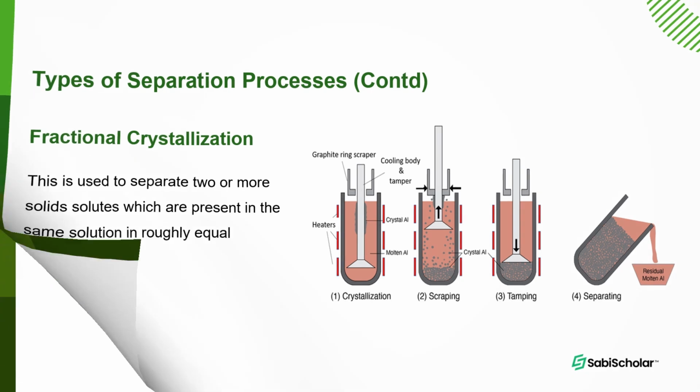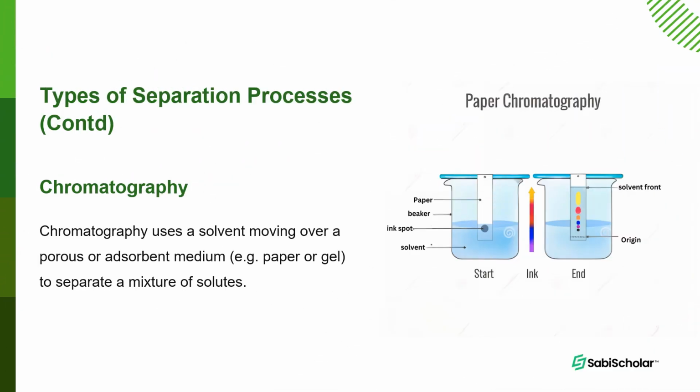All right, let's move to the next. Chromatography. Chromatography uses a solvent moving over a porous or absorbent medium, e.g. paper or gel, to separate a mixture of solids. So basically the word chroma means colors. So we use chromatography to separate mixtures of colors, basically. So that's the keyword there, separating colors.